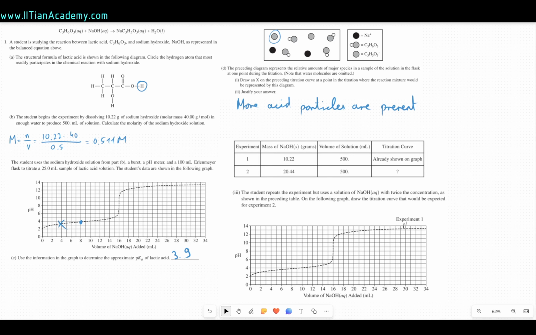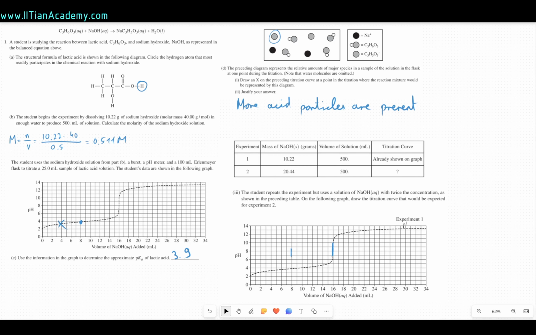And well, what we can note here is that since the concentration will double, we will need half the volume added since our concentration is double. So per volume, you have twice as much. So everything will get shifted to half of its value. So if this was at 16, then our new value will be at 8.